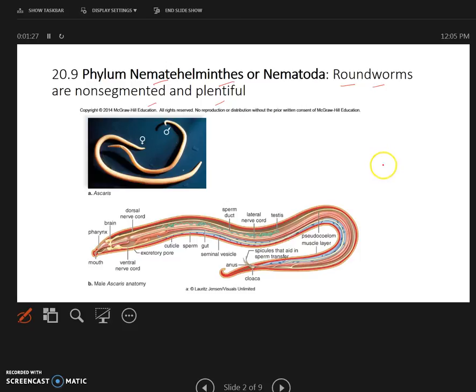Well, don't forget that we had divided animals into protostomes and deuterostomes, right? And in protostomes, we had subdivided them. So here was the ecdysozoa. So the ecdysozoan is the nematodes and the arthropods, because remember they molt. Because they're able to molt or to shed that outer covering, that's why they belong to this group. So we are discussing the ecdysozoan, the nematodes.